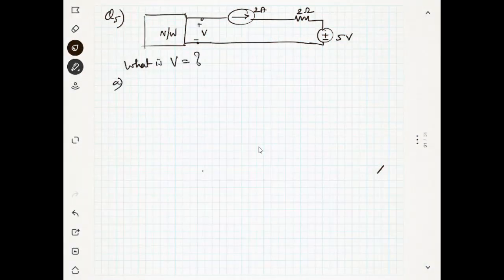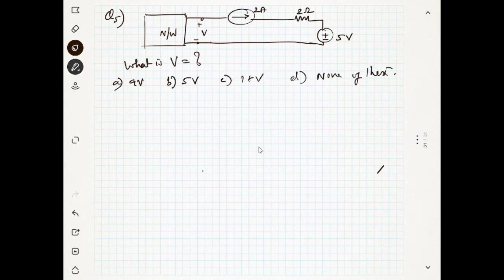There are some options given. A is 9 volt, B is 5 volt, C is 18 volt, and D, none of this. What do you think, doctor? It can be anything. So what will be the answer? The voltage V is equal to how much? It is also given here, it is 9 volt.